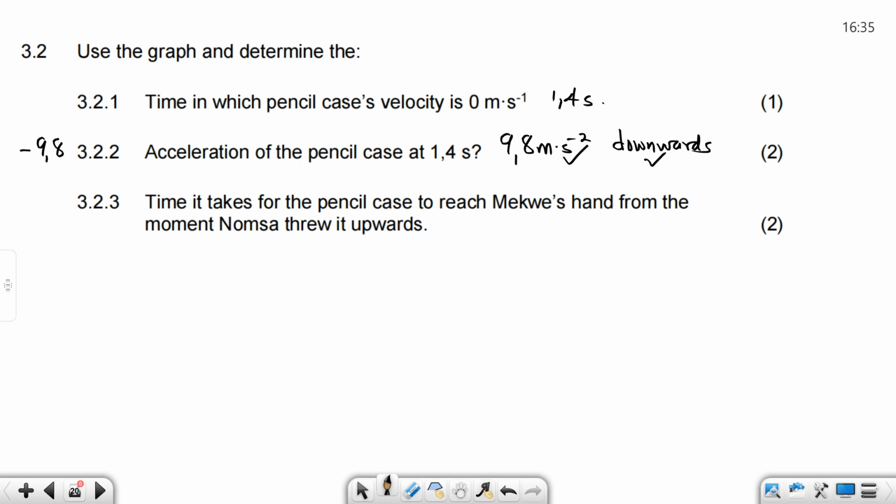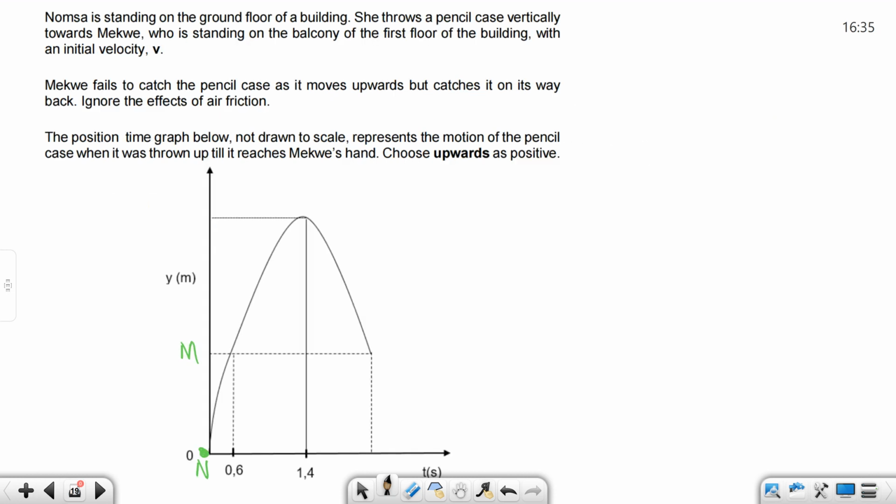All right, use the graph to determine the time it takes for the pencil case to reach Mekwe's hand from the moment it was thrown. Let's see. Check this. It's just basic maths now. The time it takes. It's a parabola. We want the time here. 2.2 seconds. All right, I've got a 2.2, I've got a 2.6, I've got a 2.8. Beautiful.